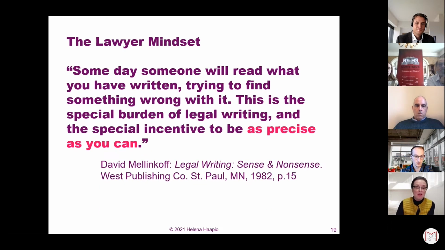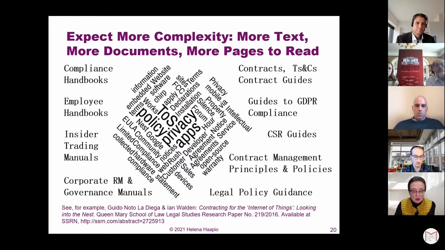And the reason, of course, is that we lawyers, we are taught that someday someone will try to find something wrong with what we wrote. And that's why we try to be as precise as we can. So precision is, well, it's a goal, but it's also a problem if it gets too much focus and user-friendliness, usability, functionality is forgotten. And the problem for people in the field is, of course, that it's getting more and more every year. There's more to read, more to work with, all sorts of manuals and policy guidance and stuff to read.